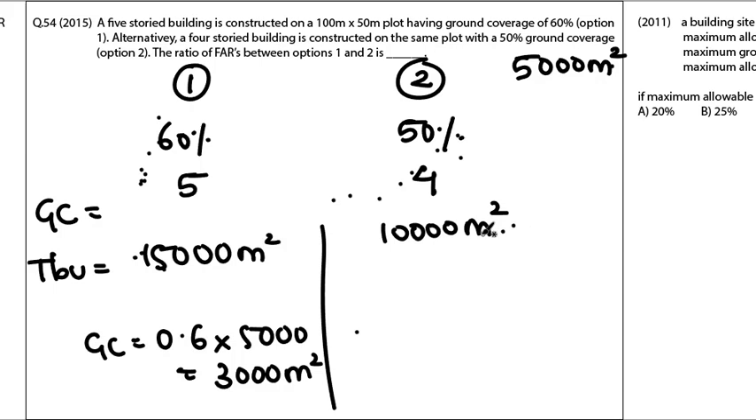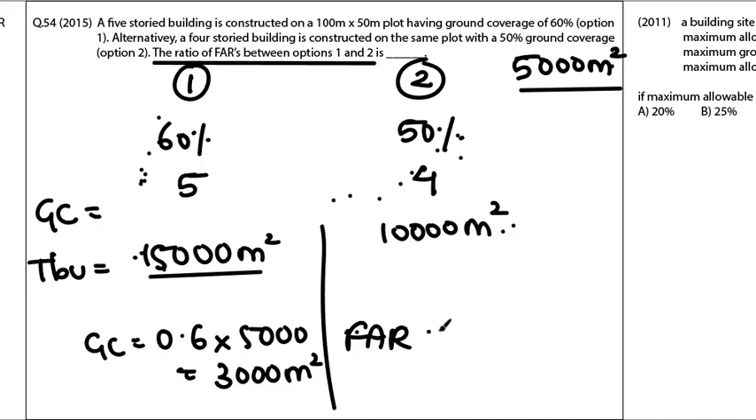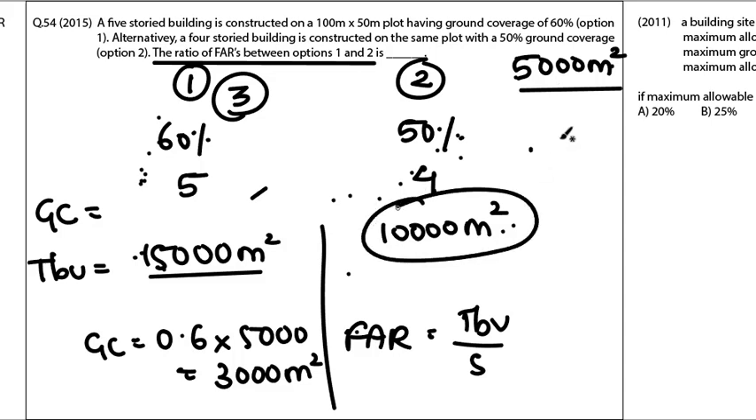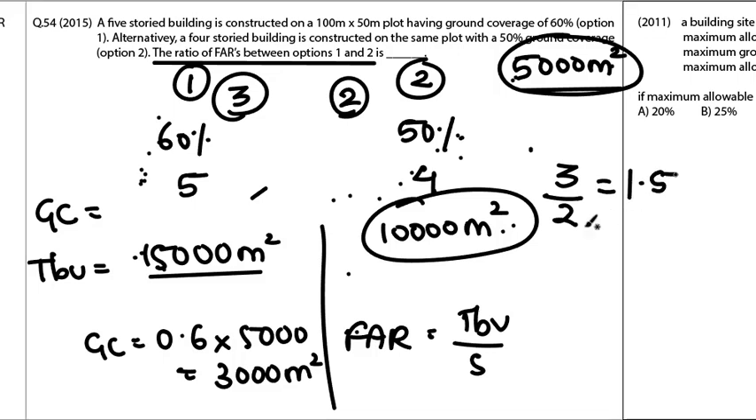Now they have asked the ratio of FAR. See, now we have total built up area, we have site area. So FAR is equal to total built up divided by site, that is 15,000 divided by 5,000. So in case 1, FAR is 3, and in case 2 it is 10,000 divided by 5,000, total built up area divided by site area. So in case 2 the FAR is 2. So the ratio between FAR is 3 by 2, that is equal to 1.5, right?